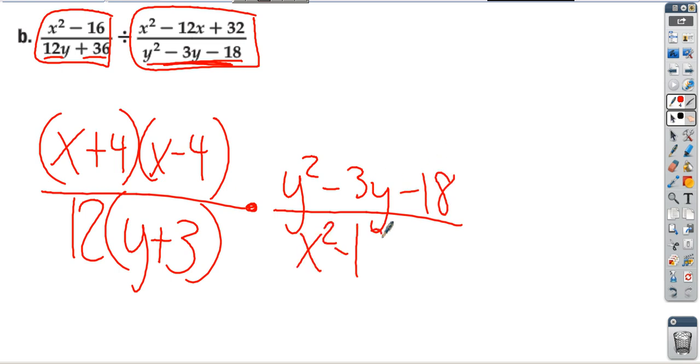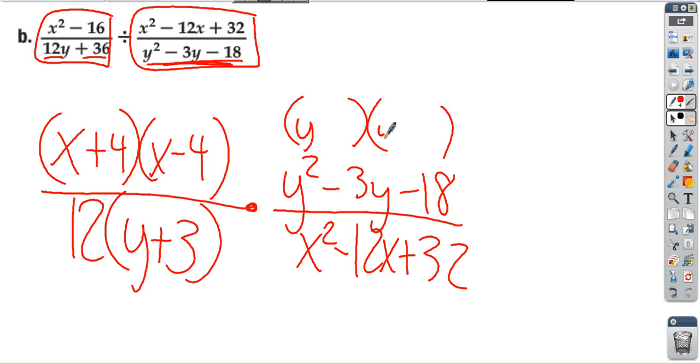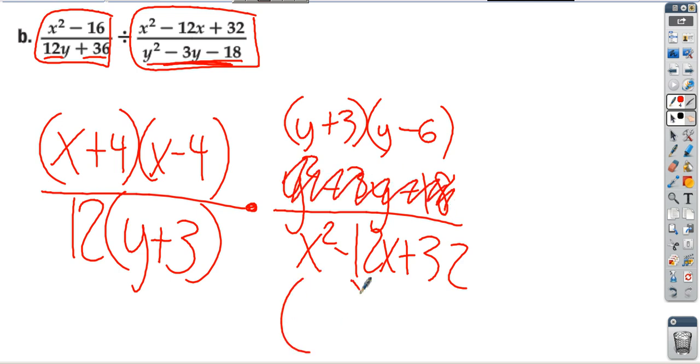And then let's see if we can factor each of these. Let's start by factoring y squared minus 3y minus 18. What multiplies to negative 18 and adds to negative 3? That would be minus 6 and plus 3. I'll just cross this out so we don't get it confused. And then the bottom, what multiplies to positive but adds to negative?